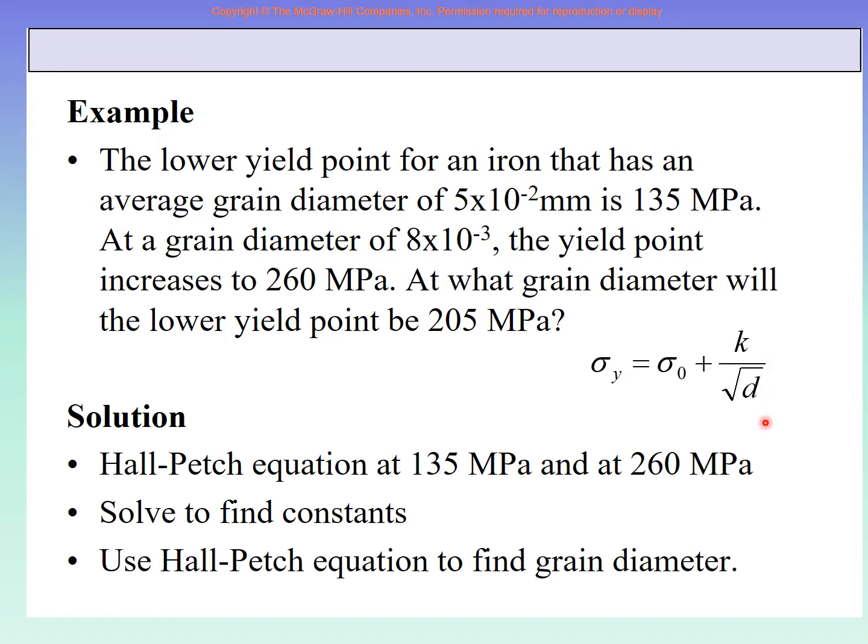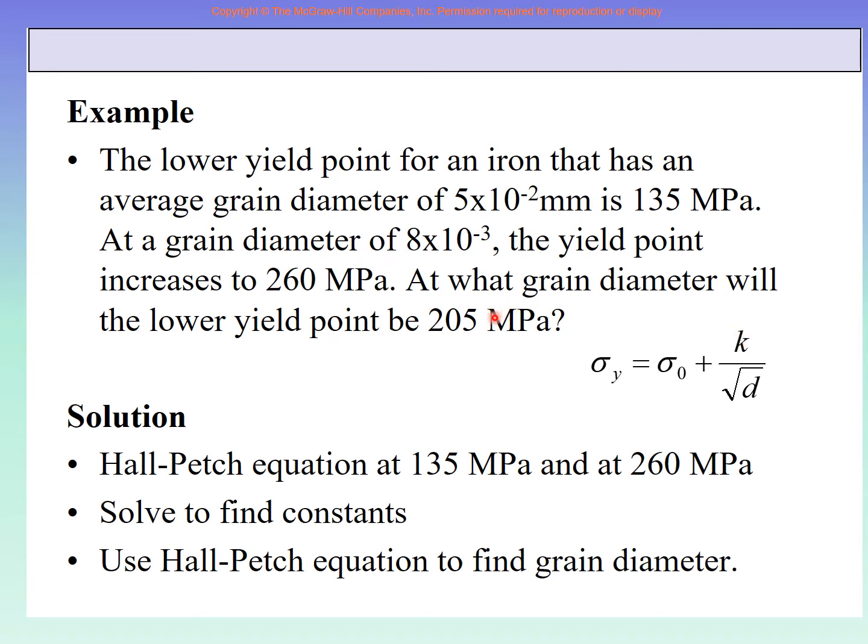So from the first equation and the second equation, solve them together. There are two equations and two constants. For example, this is equation 1 and that is equation 2. This minus this, sigma naught will go away, and you have only K left there. So put the values there and solve it. Then you find sigma naught and the K value.